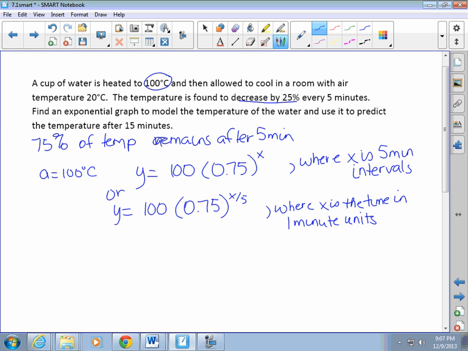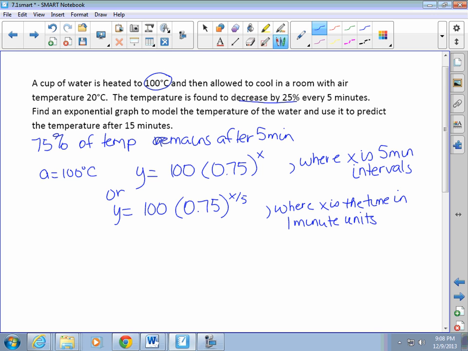Okay, so in the first one we're just going in intervals, so x is every 5 minutes. If I had 2x then I would have a 10 there. If I had 3x I would have 15. The other way is where x is the time in 1-minute intervals, then I'd have 1 over 5, 2 over 5, and so on. So after 15 minutes, that's 3 intervals.